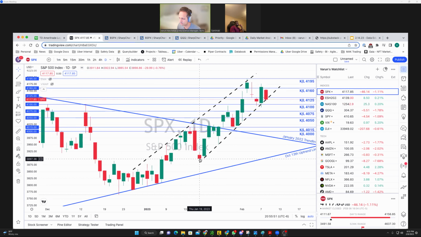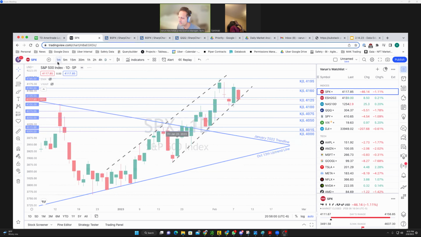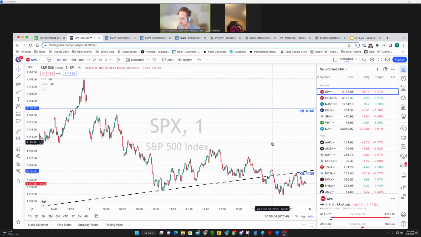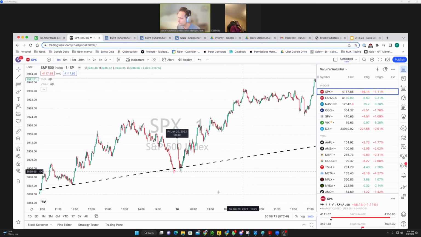So we looked at the 19th. Now look at the 20th because we tested the trend line again, right? So the trend line on the 20th. If you look at the 1 minute chart, right? To the 20th.